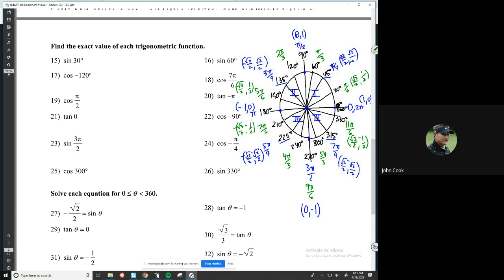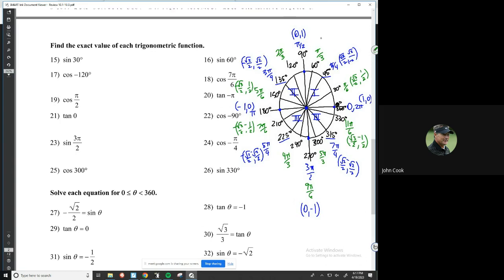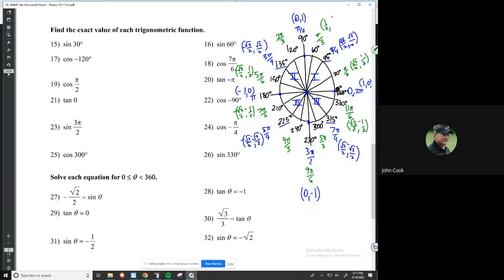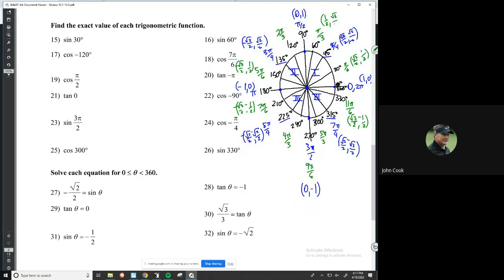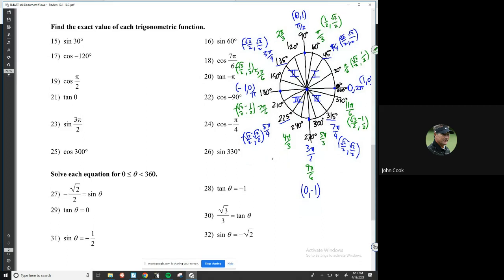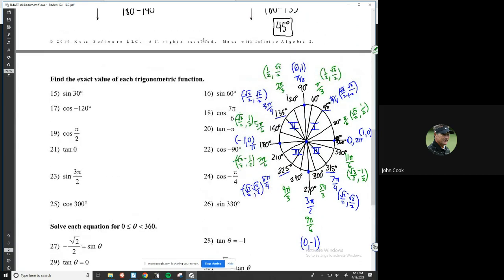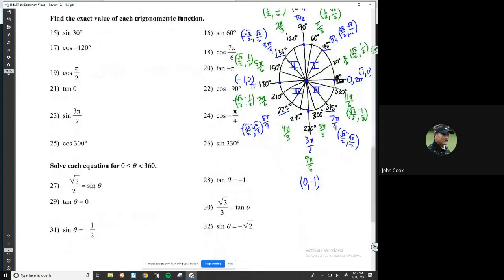All right, and then for all the pi thirds, those are all going to be the same coordinate. It's going to be a half, and then square root of 3 over 2 for all of the pi thirds. So like 2 pi thirds is also going to have that, a half, and then square root of 3 over 2. And then 4 pi thirds, same thing, 1 half, square root of 3 over 2. And then 5 pi thirds, same thing, 1 half, and then square root of 3 over 2.